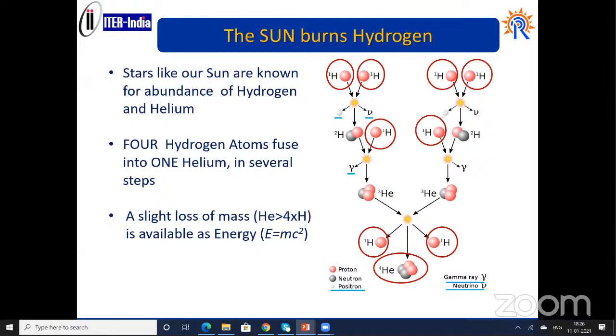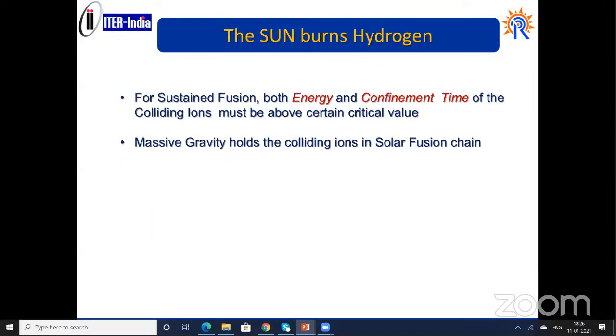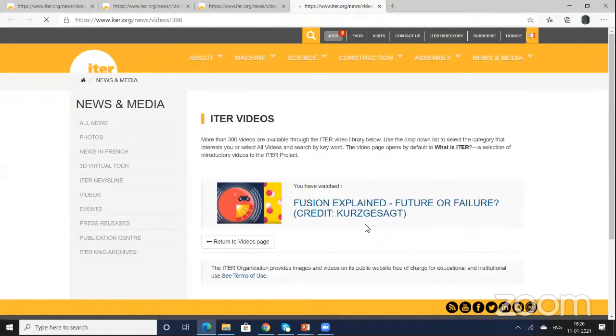So this is possible in the sun because the sun is a massive body. A lot of gravity is there, and it keeps all the nuclei, all the atoms in it together. It has all the energy also. It also has the time to react with each other. Here I will go to another video which quickly shows how this solar fusion is slightly different from what we are trying to do.